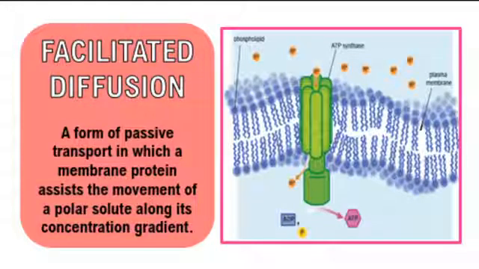The picture shows an example of facilitated diffusion. Hydrogen ions move across the membrane and down their concentration gradient through a transport protein. The protein uses potential energy in the concentration gradient in order to produce ATP.